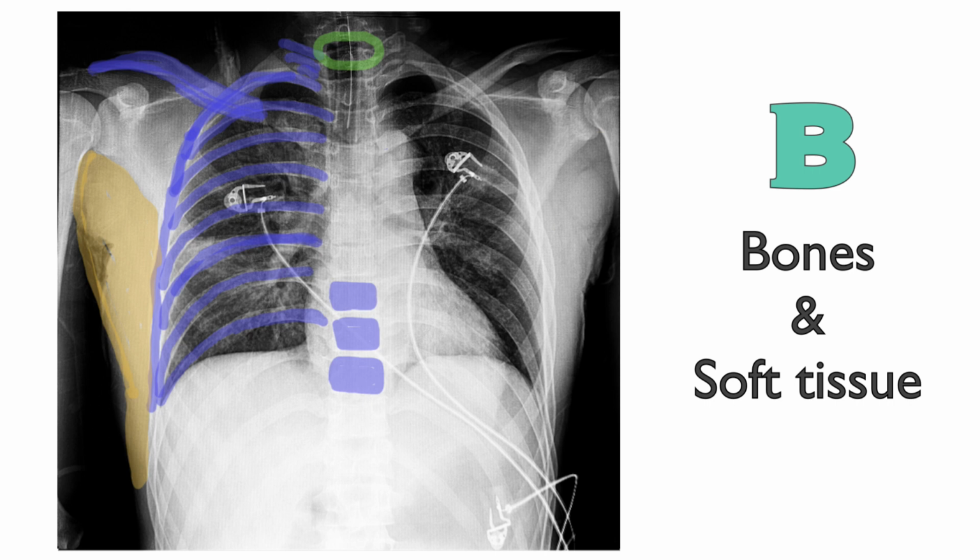Next, you want to scan all the areas around the bones and the bones themselves to see if there are any fractures, lesions, or swelling. Fat, muscles, and fluid are a grayish color on x-ray. You can see the soft tissue highlighted here in orange.